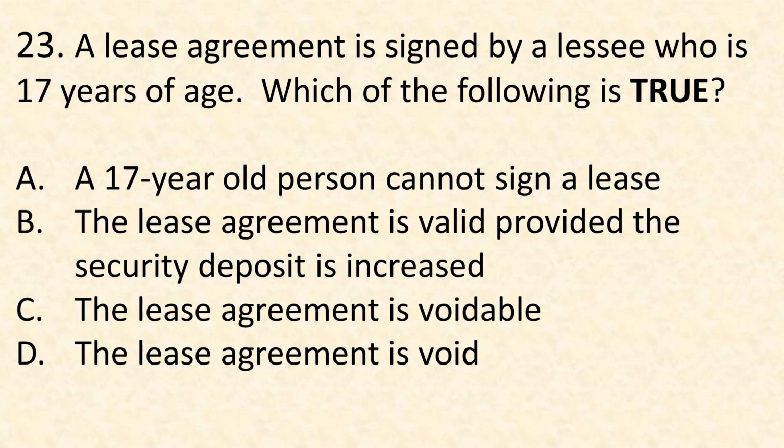Our answer is C, the lease agreement is voidable. A 17-year-old person can sign a contract, but because the lessee is a minor, the lease is voidable at the minor's option.